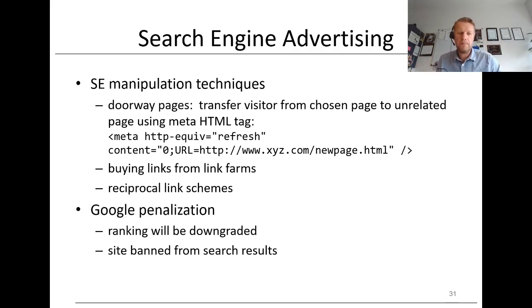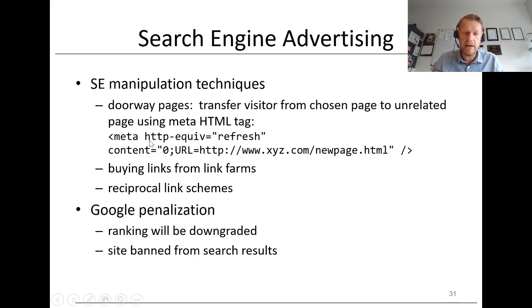Other types of black hat SEO manipulation techniques are doorway pages. That means that you're going to transfer the visitor from a chosen page to an unrelated page using a meta HTML tag. So I can make a page which looks very attractive to the Google search engine bot on a particular topic, but as soon as somebody hits that page, I refer him or her using an automatic refresh to a page where I'm providing my actual content, where most likely the user will not be interested in. So you're just again trying to recruit traffic using this doorway page, using an automatic refresh.